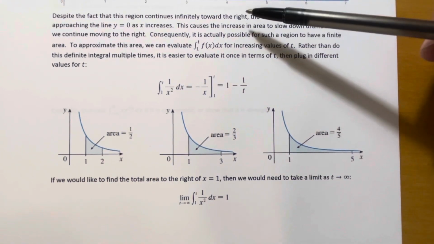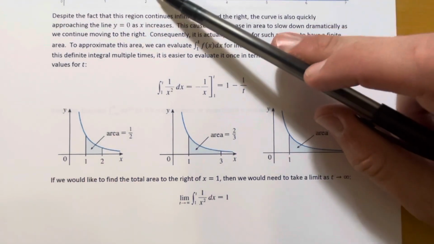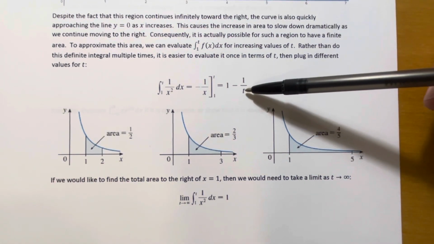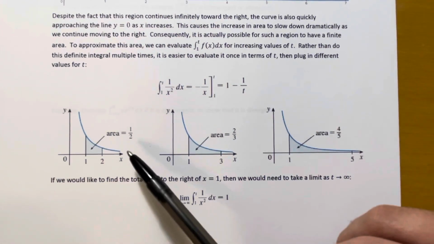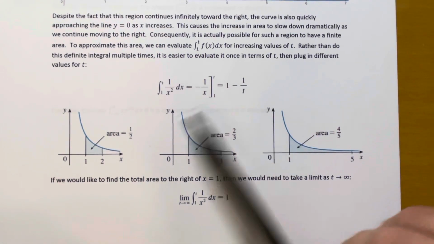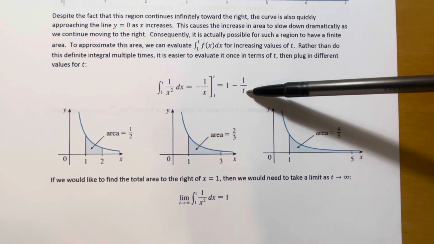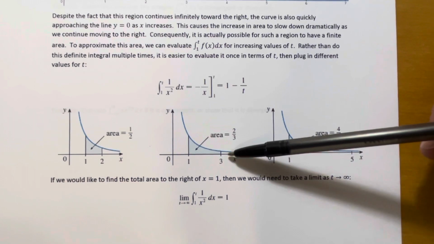Now what I would do is think what's going to happen to this expression, which represents the area under that curve. What happens to this expression as t gets larger and larger? So here are some examples. If t is equal to 2, that's 1 minus 1/2, which is 1/2. That's what the area would be. If I have t equals 3, 1 minus 1/3 is 2/3. So the area from 1 to 3 is going to be 2/3.